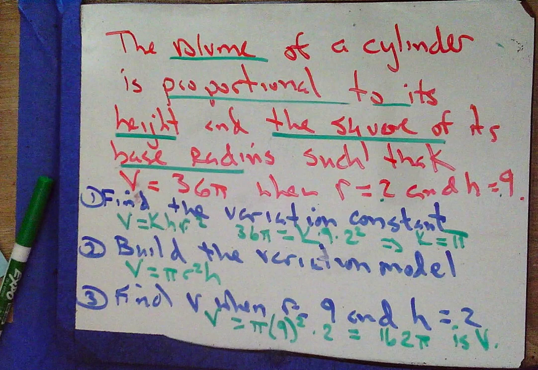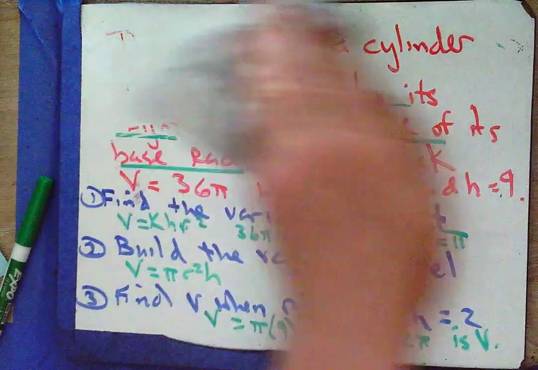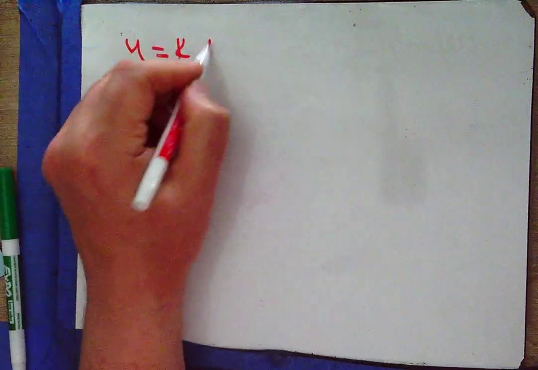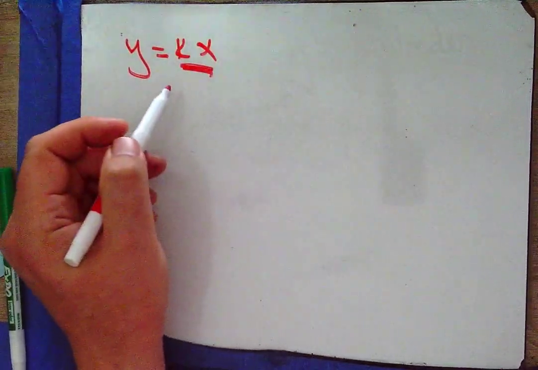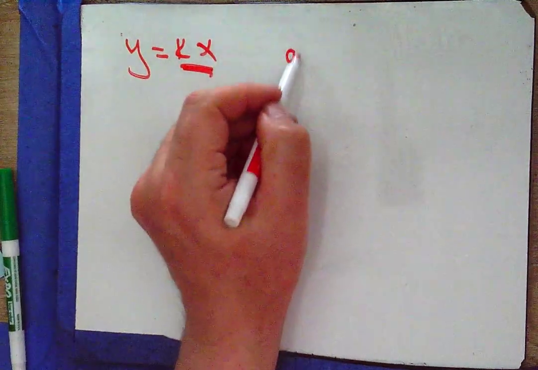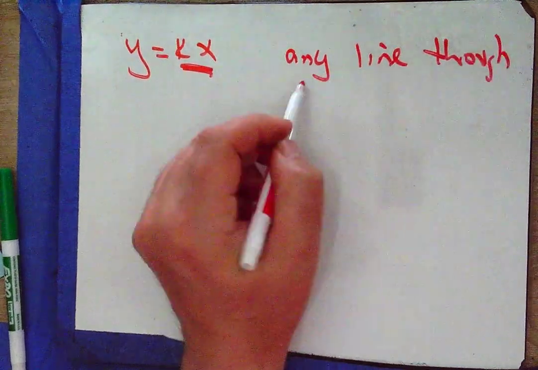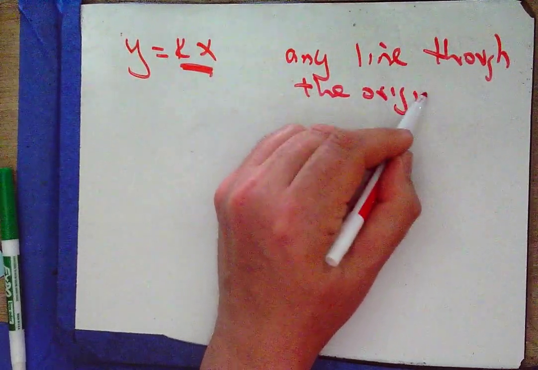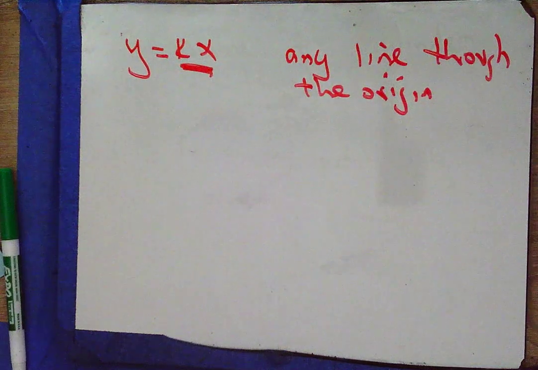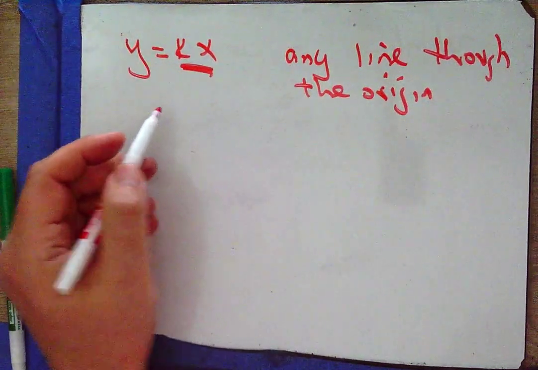Okay? So, these are all our variation models. Direct, joint, inverse, things raised to powers. And notice, I hope you noticed that we see so many of the things like direct variation, y equals kx. This is a linear model. It's the equation of any line through the origin. You've written lots of equations of lines through the origin, and you were doing direct variation then.